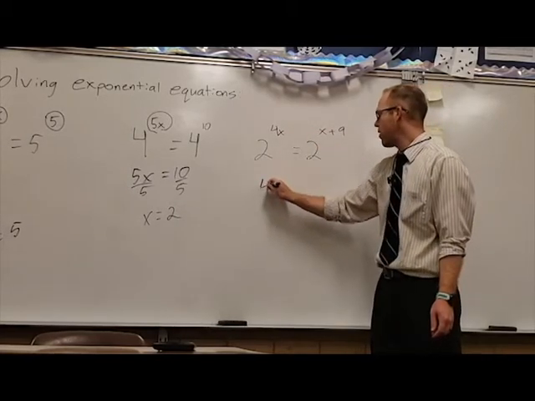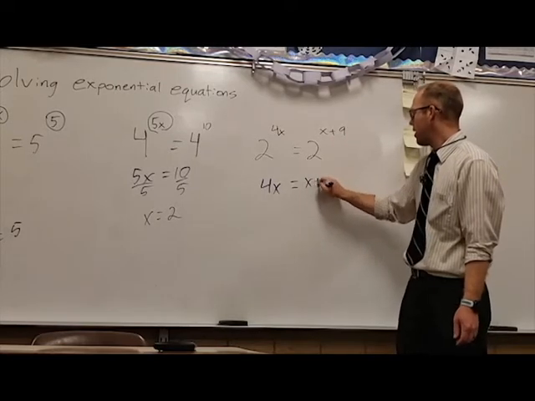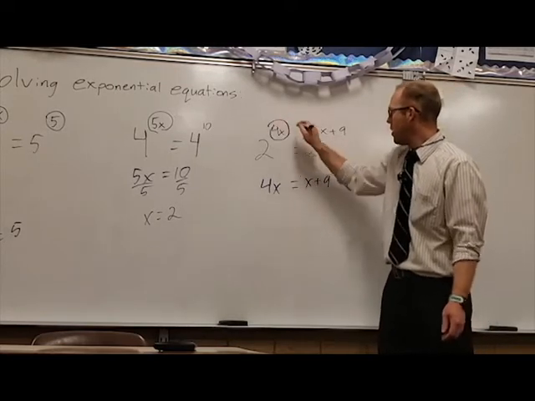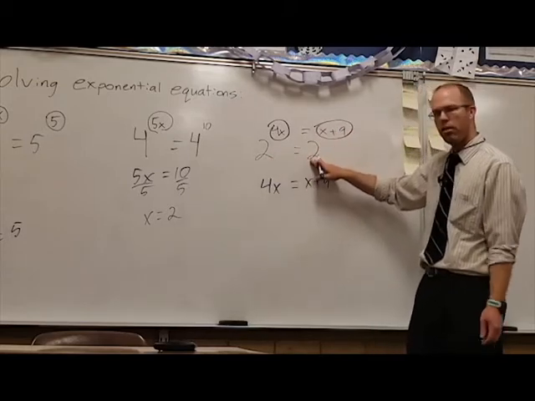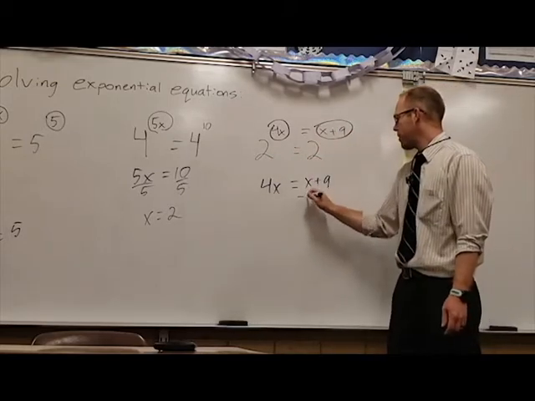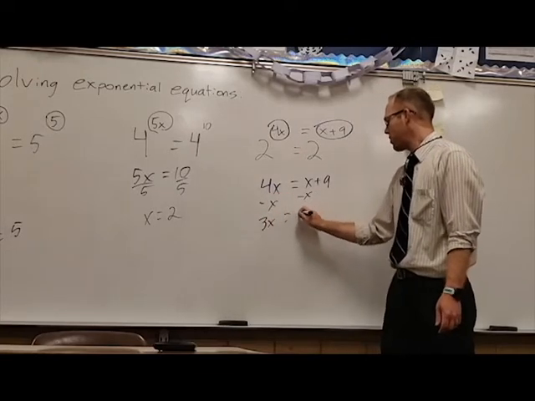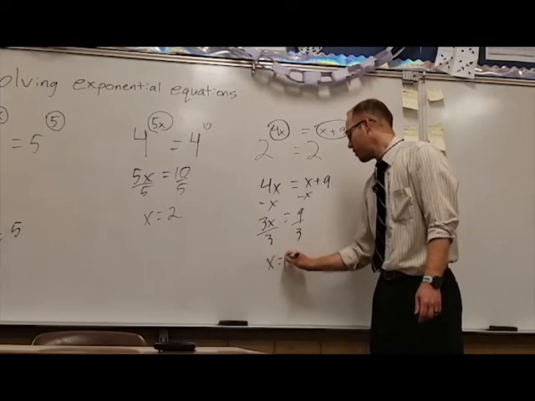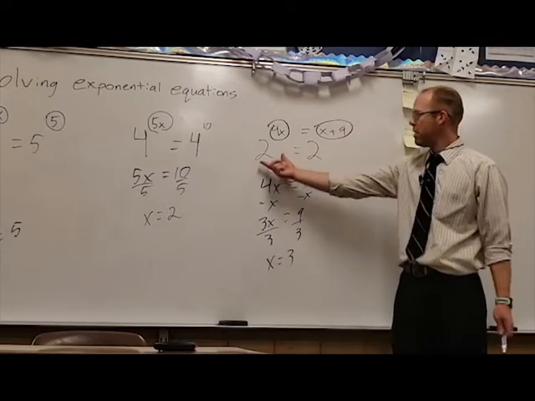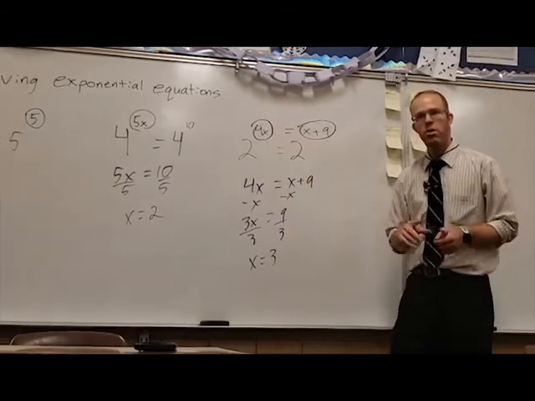So in this case, 4x must be equal to x plus 9. This exponent must be equal to that exponent because the bases, again, are the same. All right, this gives us something to solve, so we'll subtract x from both sides. That gives us 3x equals 9, and then we'll divide by 3, and that gives us x equals 3. So by getting the bases to be the same, or thinking about that, it's made our work much, much simpler.